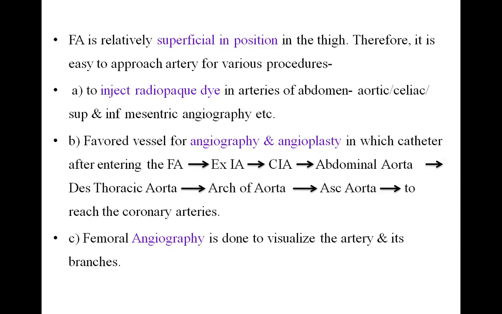It is a favored vessel for angiography and angioplasty, in which the catheter, after entering the femoral artery, passes to the external iliac, then the common iliac artery, then abdominal aorta, descending thoracic aorta, arch of aorta, ascending aorta to reach the coronary artery. So from the femoral artery, we can reach up to the coronary arteries. Femoral angiography is done to visualize the artery and its branches.